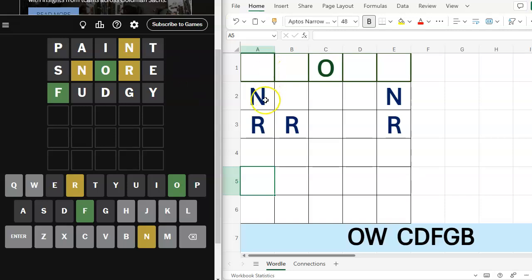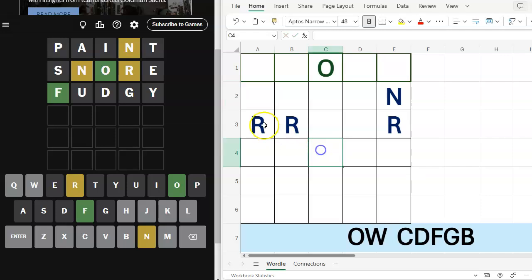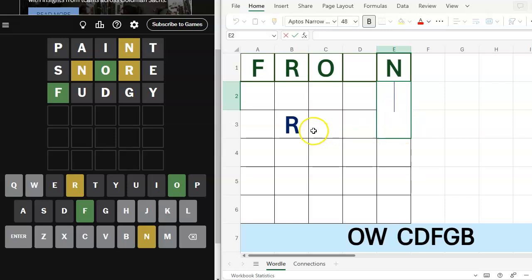All right, let's see. We didn't narrow that down, so that's still there, except we narrowed it down because we took out those being able to be in the first spot. That means the F has to go here. That means the N has to go here. We did narrow it down. That means the R has to go here. Oh, we did it. I think we've got frown.